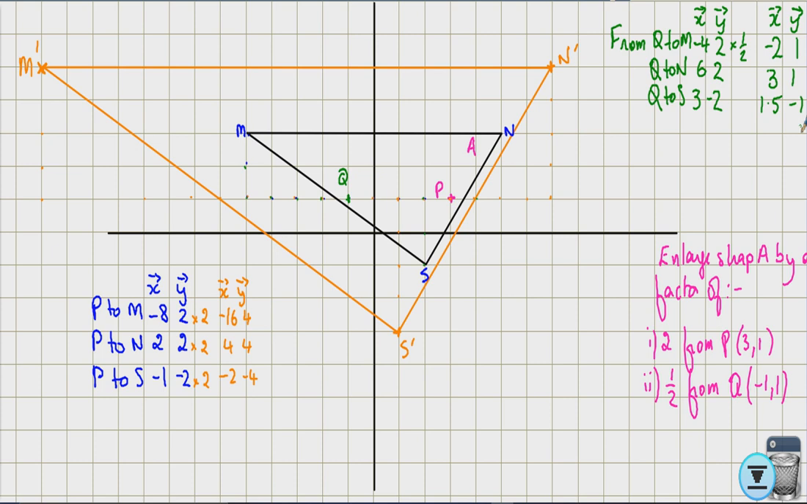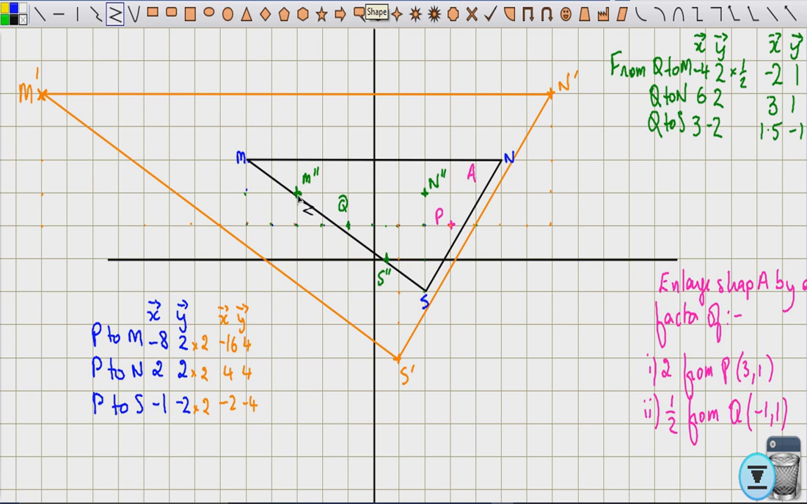So I go and count squares, so minus 2 and 1, this is the first one, that's my new M. 3 and 1, so 1, 2, 3 and 1, this is my new N. And 1.5 minus 1, this is the new S. Alright, that is the new S. I can now draw the triangle. Drawing the triangle, as you can see, I've got that result.